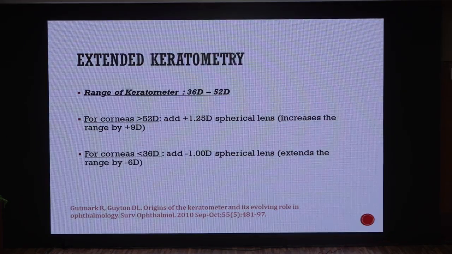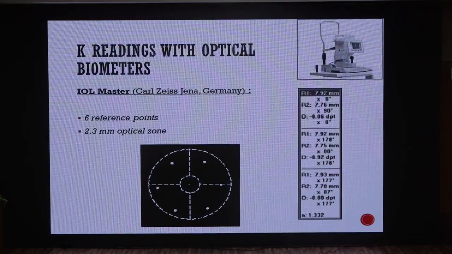So then came the concept of extended keratometry. You need to know these terms. It can be asked in your exams. In order to measure steeper corneas, you can add a plus 1.25 spherical lens in front of your objective lens, and that would increase your range to 61 diopters. And for flatter corneas, you can add a minus 1 diopter spherical lens, and that would increase the range to 30 diopters.